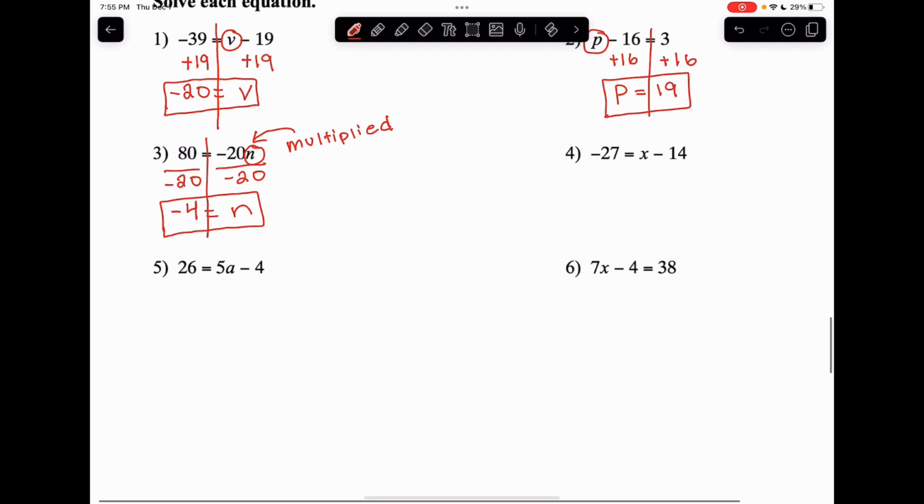For number 4, once again, I circle my variable, I draw my line. The 14 is being subtracted, which means I need to add 14 to both sides. And I will get that x is equal to negative 13.